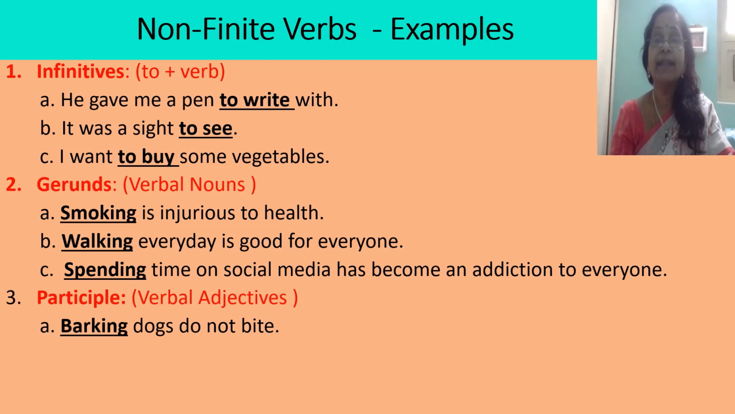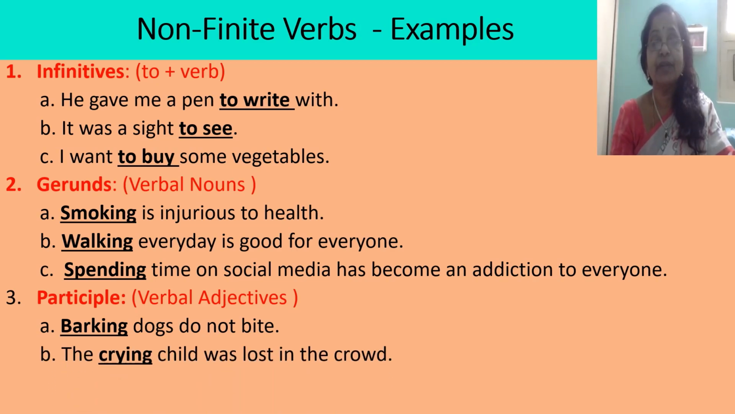How are the dogs? The barking dogs. The crying child was lost in the crowd. How is the child? Crying. So the child is described by the verb crying. Dogs are described by the verb, meaning the word looking like a verb. It's not a verb. It looks like a verb, ing form. Barking dogs do not bite. Crying child was lost in the crowd.